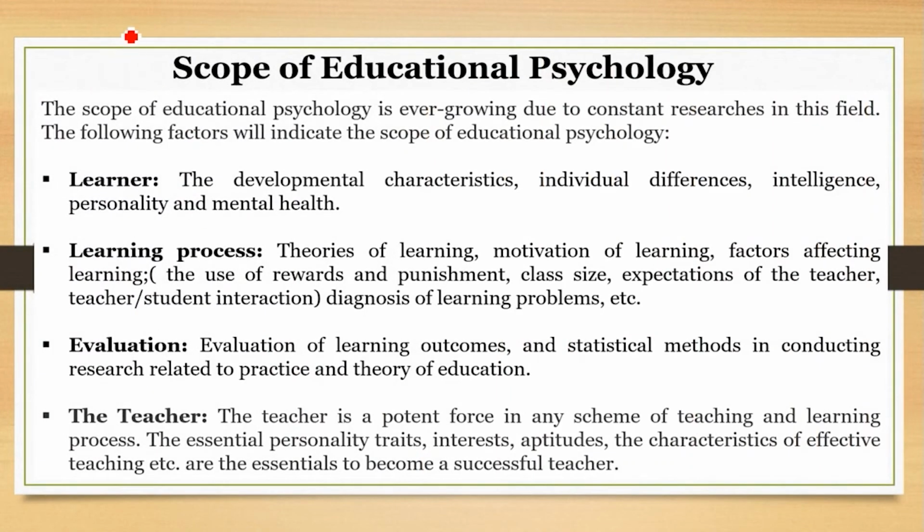Next we have scope of educational psychology. The scope of educational psychology is ever growing due to constant researches in this field. Now this is what I mentioned few slides back as well. The following factors will indicate the scope of educational psychology. So these are the areas in which educational psychology keeps growing. Learner: the developmental characteristics, individual differences, intelligence, personality, and mental health.